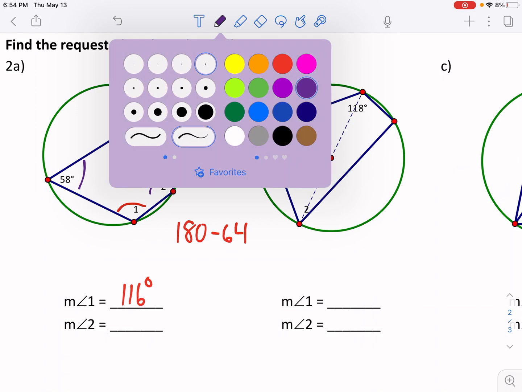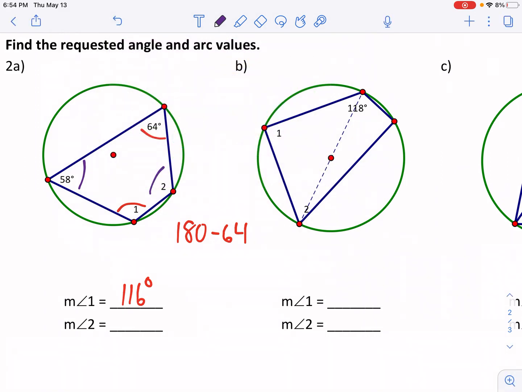And then similarly, we have 58 plus angle 2 here would be 180. So if we work backwards, 180 minus 58 would give us angle 2. So 180 minus 58, and we get 122 degrees. Okay, so that would be the angles there.